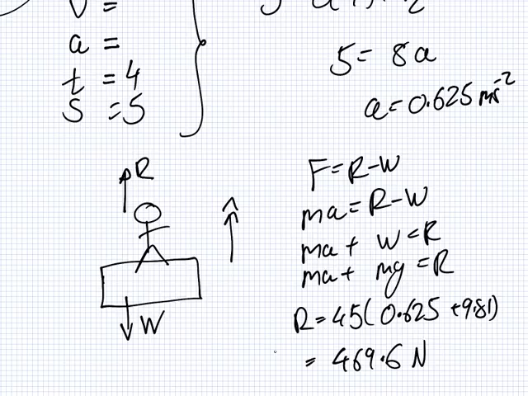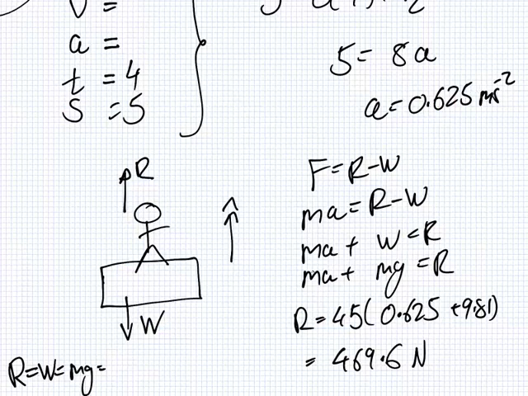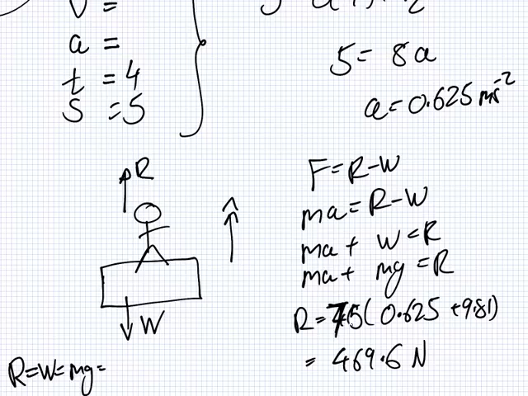If he wasn't moving, his R should only be W, should only be mg, should only be, oh no, I put it, it's not 45, is he? He's 70. Sorry, I was thinking of someone else that's 45. That is 730.45.